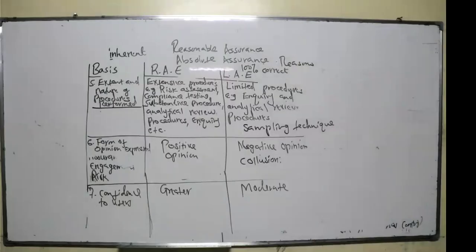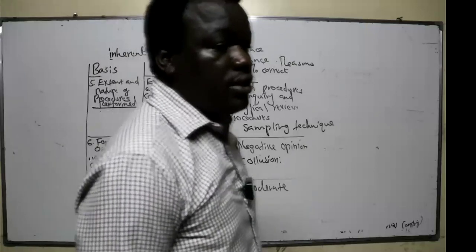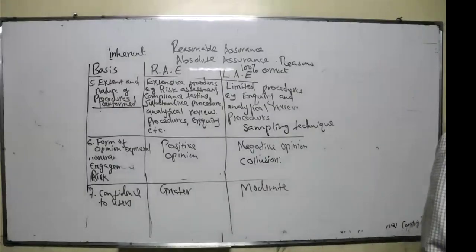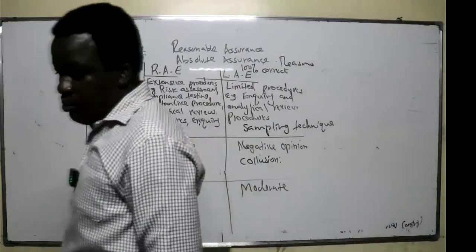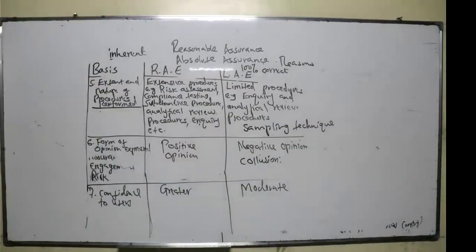Then the last one, inherent limitation of the accounting and internal control systems. So those are the reasons why auditors can't provide absolute assurance. They cannot give absolute assurance, but only provide a reasonable assurance.